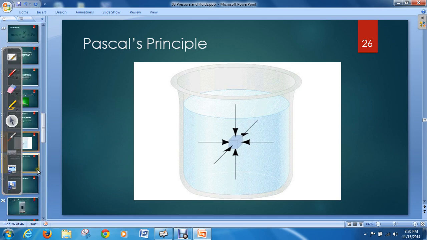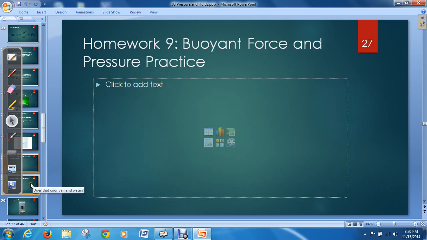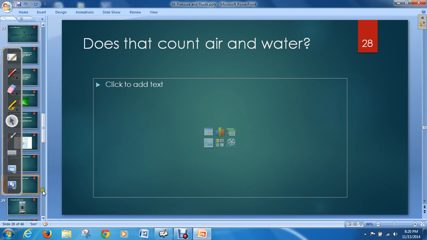All right. So the next thing, we had homework 9. Okay, so make sure you print that off if you didn't do that. Okay. Again, fluids count air and water, so you want to make sure you understand that this is for all fluids.